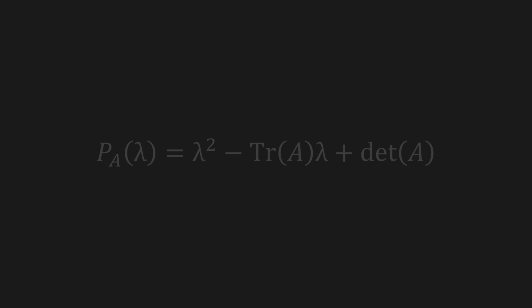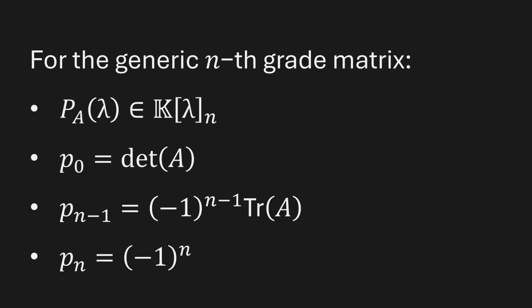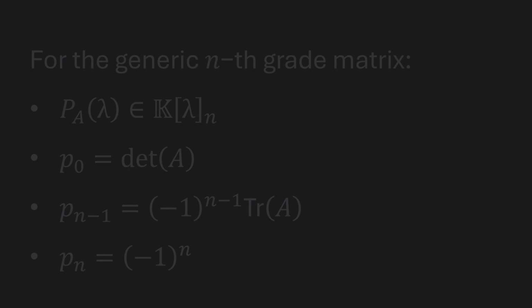For the generic nth grade matrix, we have P_A(lambda) is a polynomial of grade n, p_0 is always the determinant of A, p_(n-1) is always the trace times (-1) elevated to n minus 1, and p_n is always (-1) elevated to n. Let's now calculate eigenvalues and eigenvectors for a simple example.